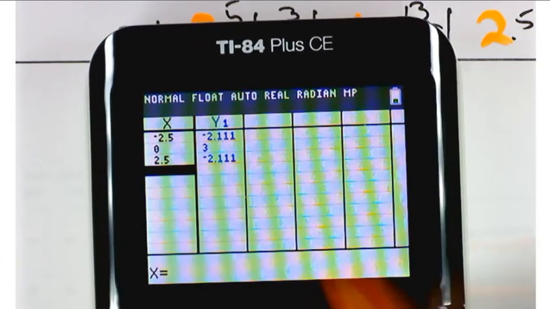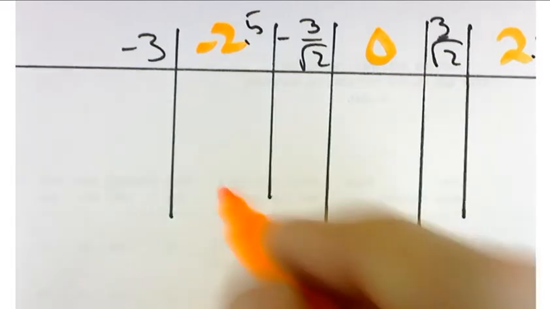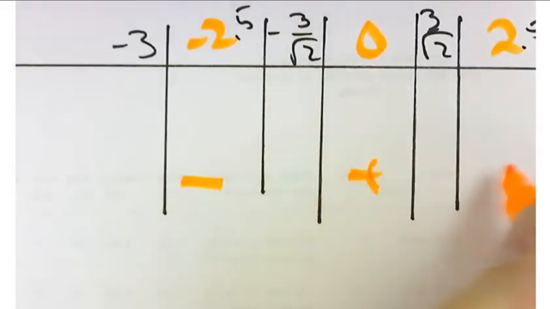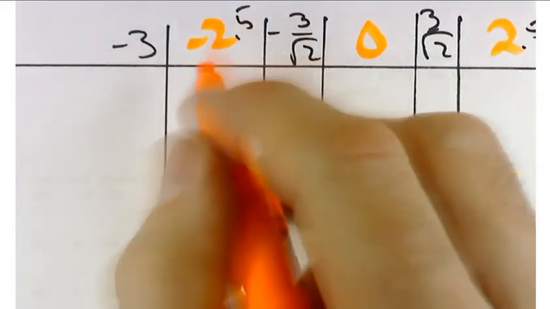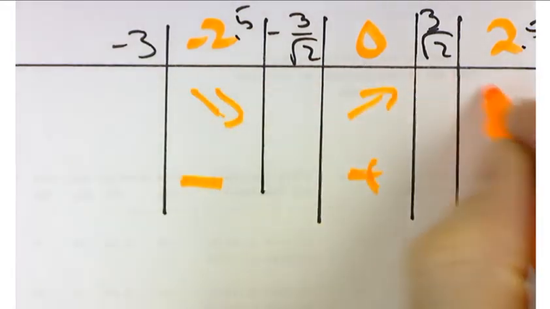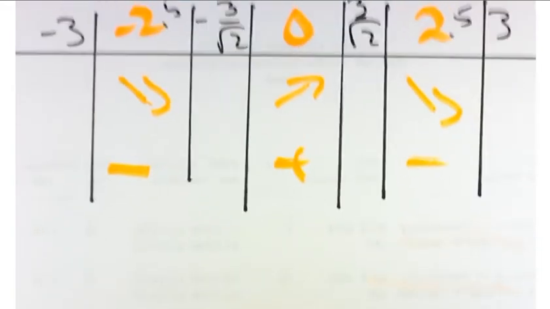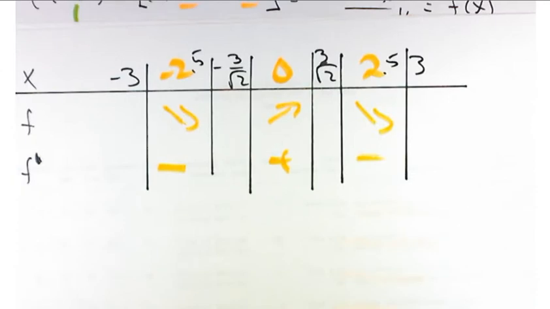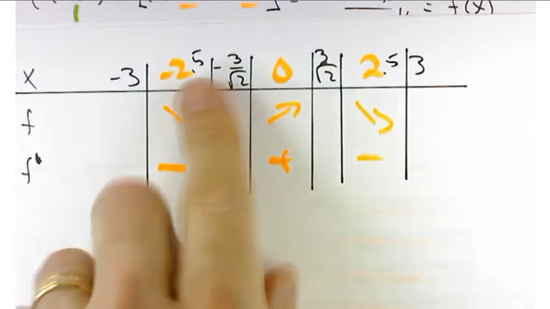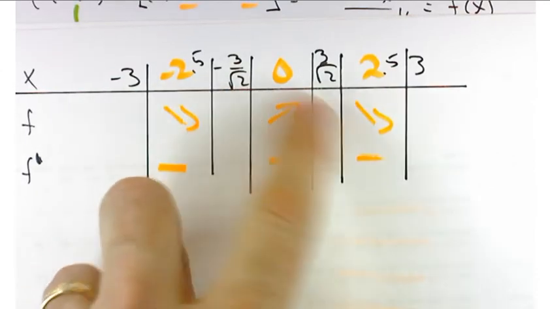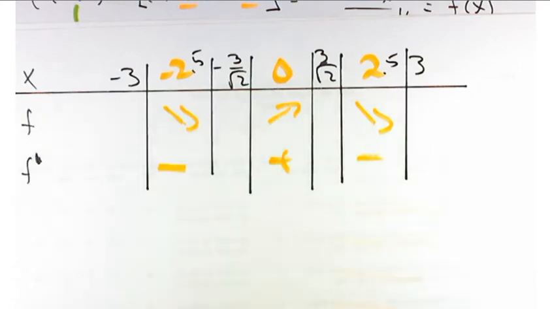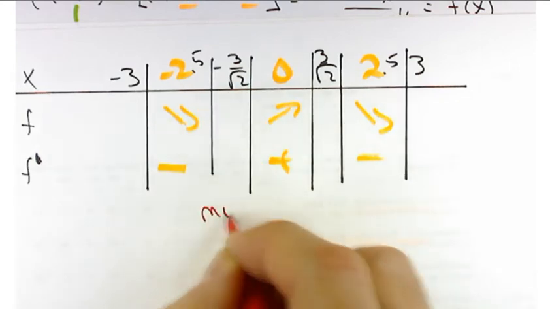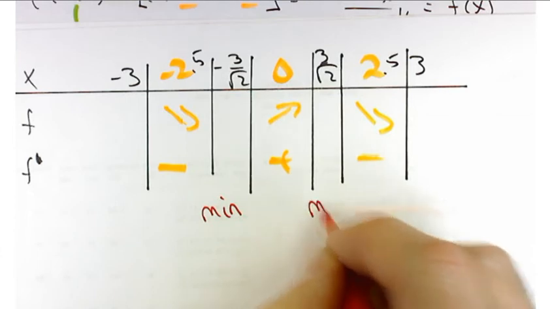Okay, what's the important information that I need from this table? The signs. Negative, positive, negative. All right, so negative, positive, negative. Decreasing, increasing, decreasing. What kind of points are these? Starting with this one. Yeah, min and max. Good. That one's a min. This one's a max.